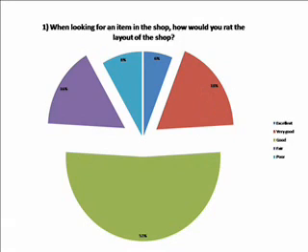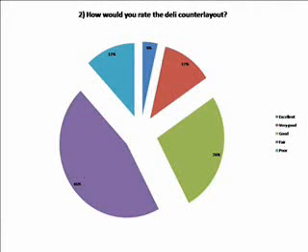The first question on the survey was how you would rate the layout of the shop. As you can see, a wide majority said it was good. Second question was the deli layout. A large amount of people said it was fair, but followed up by good, which means we were getting different opinions.